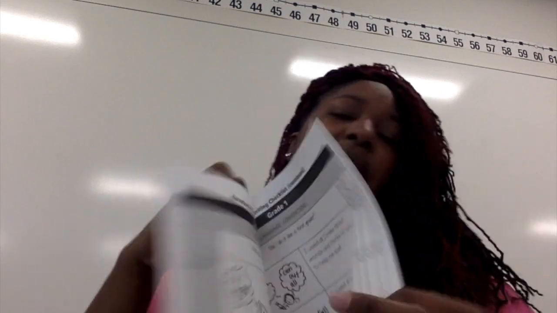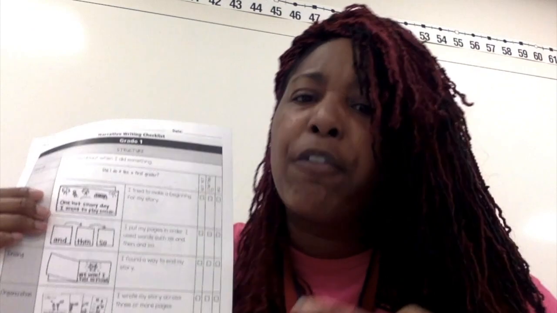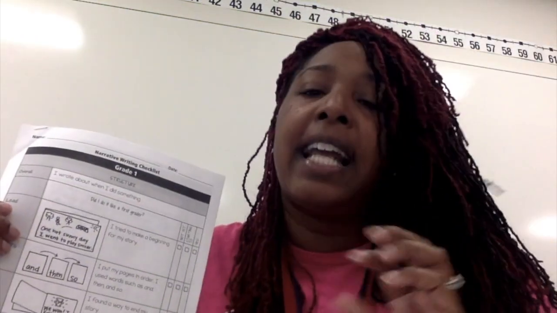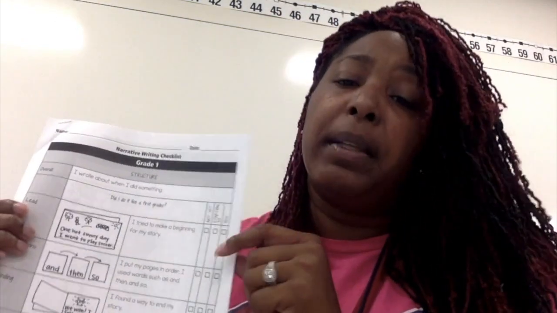All right, so when we look at this checklist, that's what we're going to be thinking about. Did I have a beginning for my story? Did I have an ending for my story? Did I write across all the pages? Did I tell my story in order? And then we're going to be looking at, yes, I did. Thumbs up. I'm starting to. Or I haven't done that yet, but that's something that I'm going to work towards.